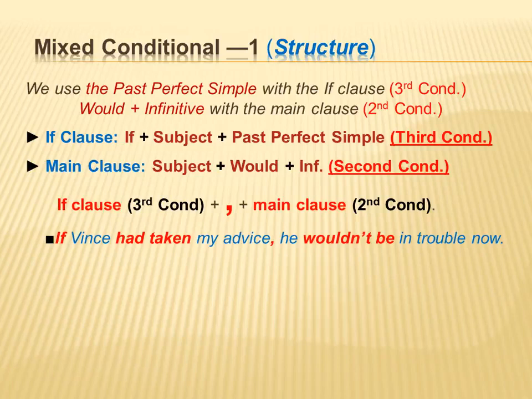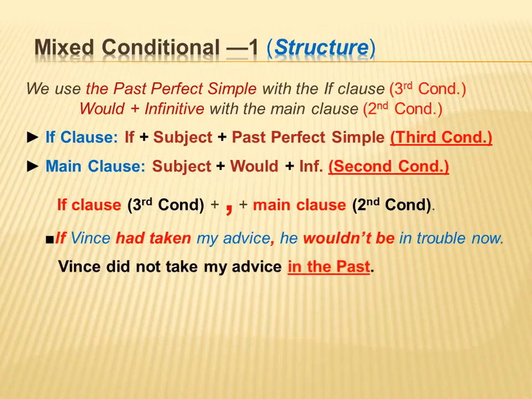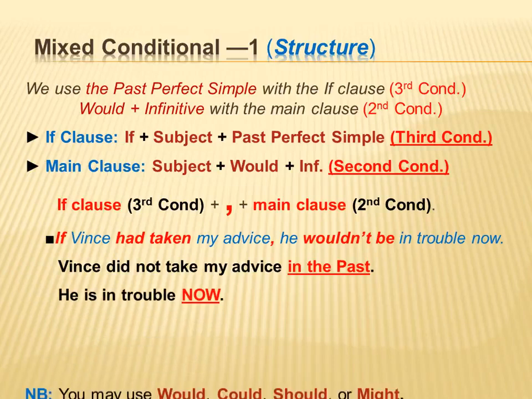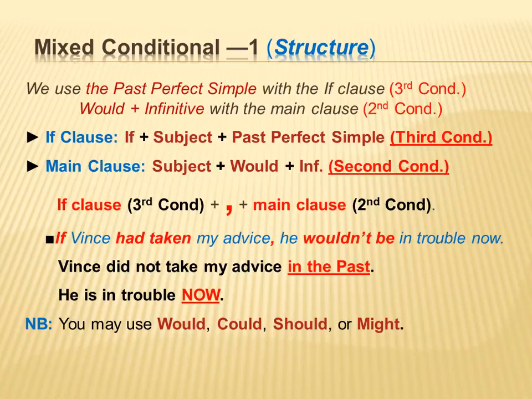And if you use if first, you have to use a comma, as what I have mentioned in the previous video. And for example, if Juan had taken my advice, he wouldn't be in trouble now. Juan did not take my advice in the past. He is in trouble now. And you have to know that you have to use would, could, should, or might for the mixed conditional one.